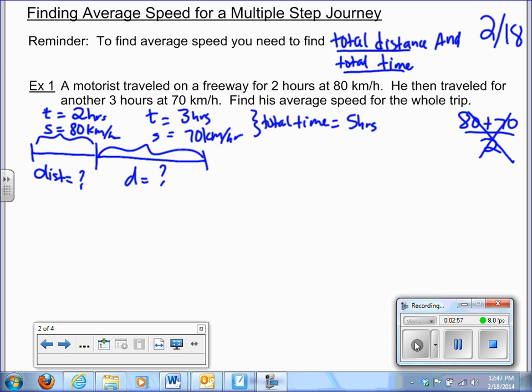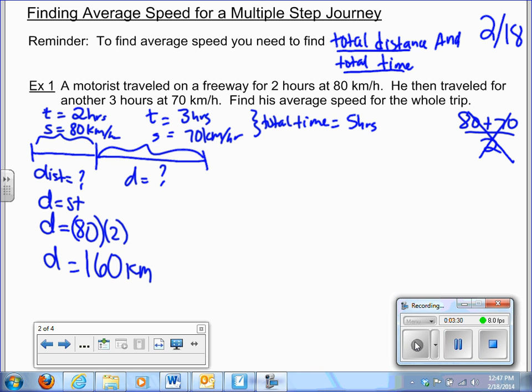All right, so you're right. We have to find D equals ST. What am I going to find first? Which distance should I find first? Marissa? Okay, this little part over here. So fill the values in for me, Marissa. D equals 80 in parentheses. Good. Speed is 80 times 2, kids. D equals? 160. Good. So the first part of the trip was 160 kilometers.